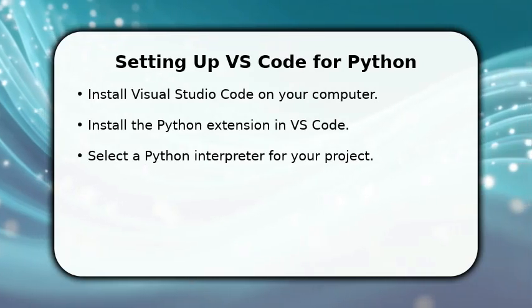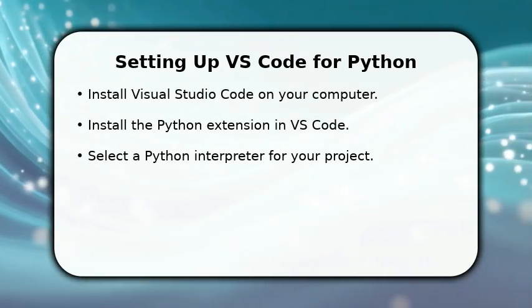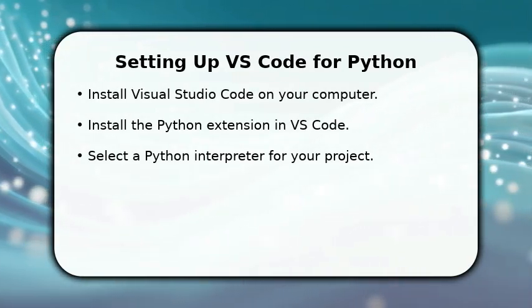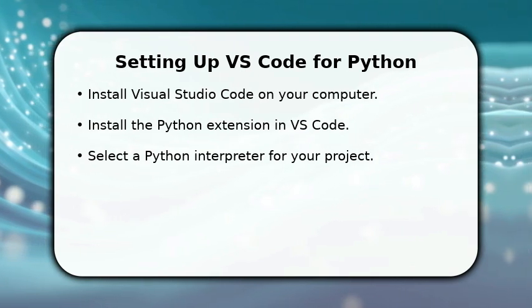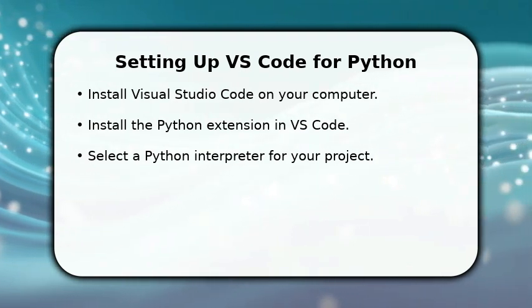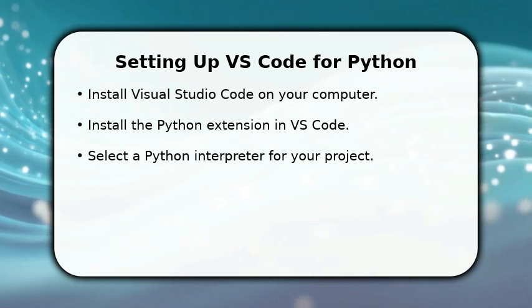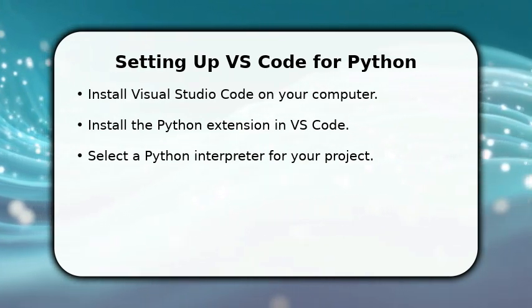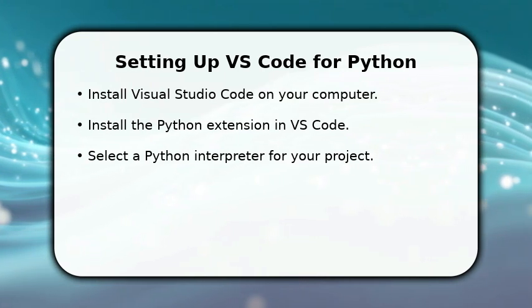In this video, I will explain how to learn Python in Visual Studio Code. First, download and install Visual Studio Code on your system. Next, open VS Code and navigate to the Extensions view. Search for Python and install the official Microsoft Python extension.